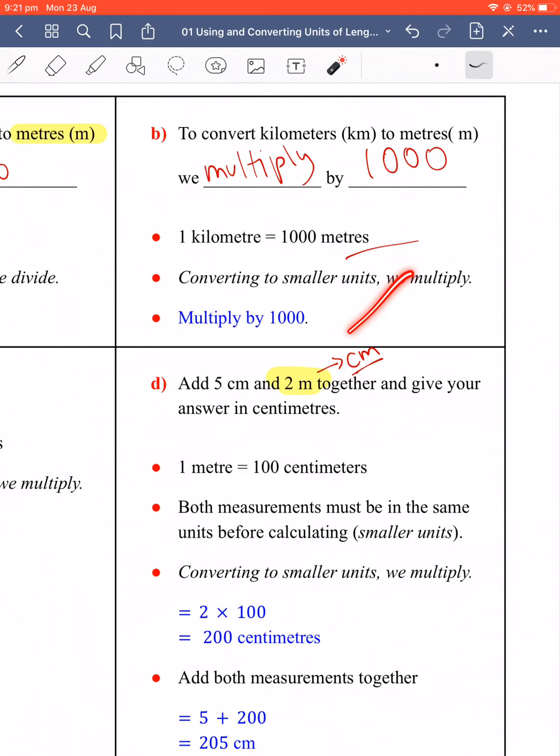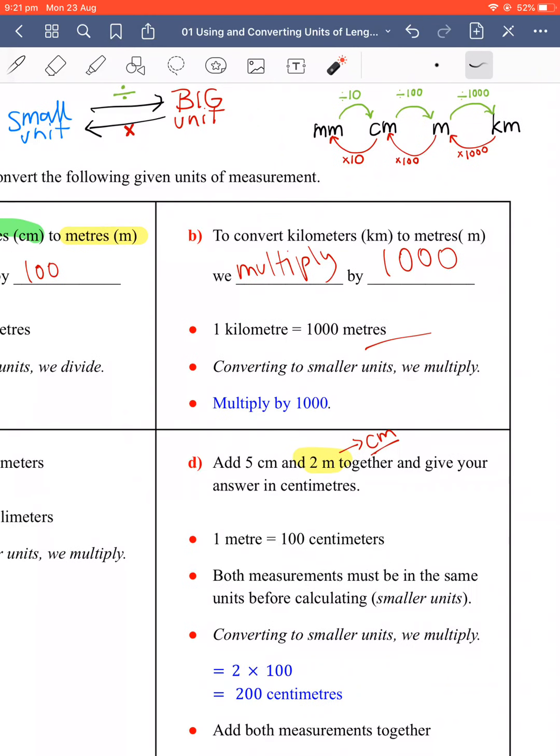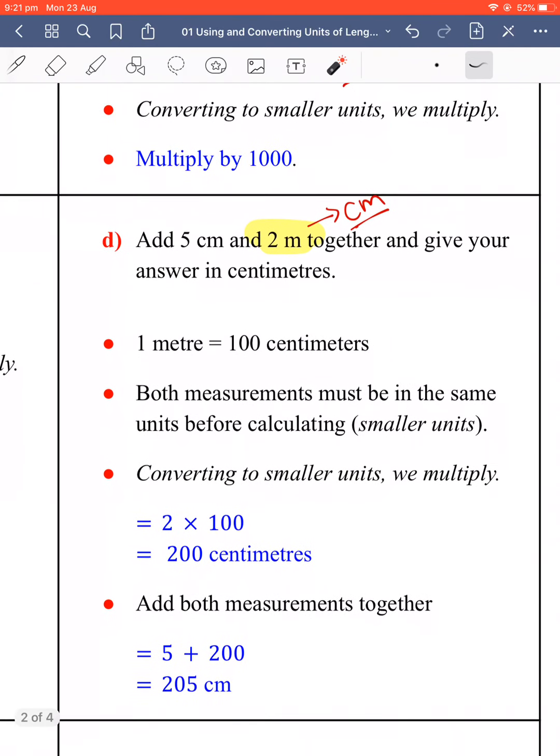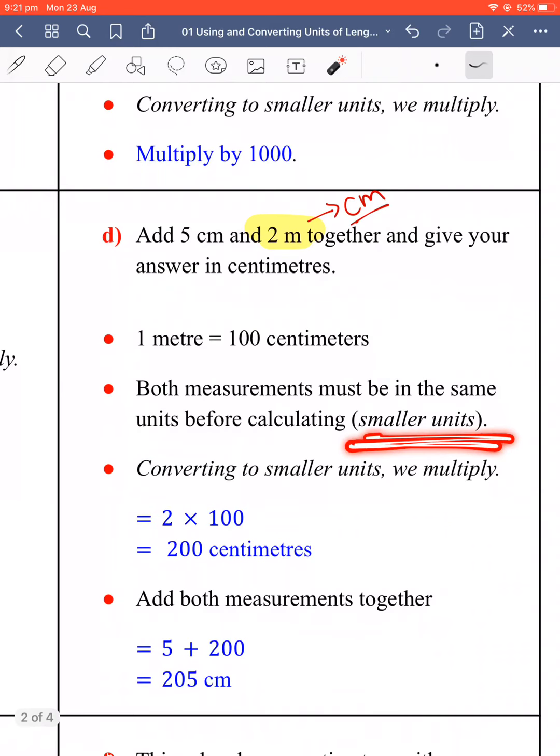If I am now looking back up the top here, if I'm starting at meters and I want to go to centimeters, I need to multiply by that number 100. So I need to have both measurements in the same units, and again, you want to go for the smaller units. So have a look. Out of meters and centimeters, centimeters is the smallest, so we convert the other one to that smaller one. So 2 times 100 to give me 200 centimeters, and then we can actually add them to give us 205 centimeters.